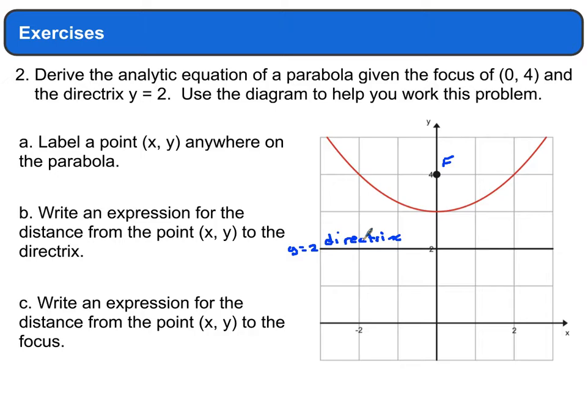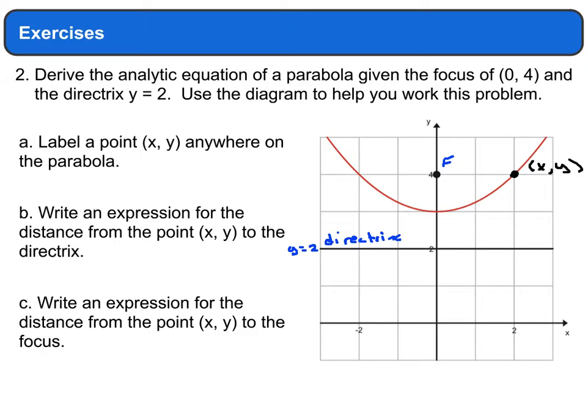So in part A, they tell us to label a point x, y anywhere we want on the graph. Now, we want to be very literal in that. They want us to label x, y somewhere on the graph. So we're going to choose this point. Even though we know this point is at 2, 4, that's not going to help us in our endeavor. So we are going to label this point literally x, y. We're going to need that to be able to write our equation for this quadratic curve.